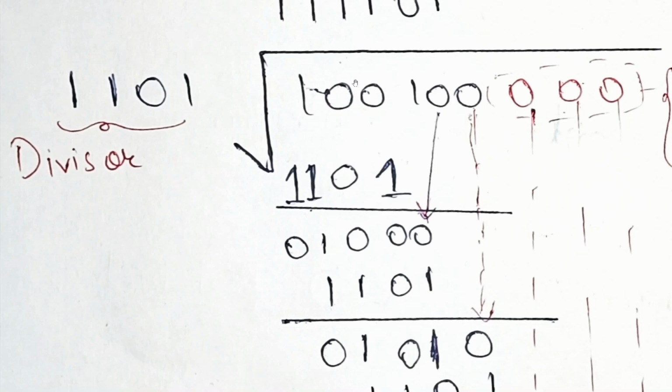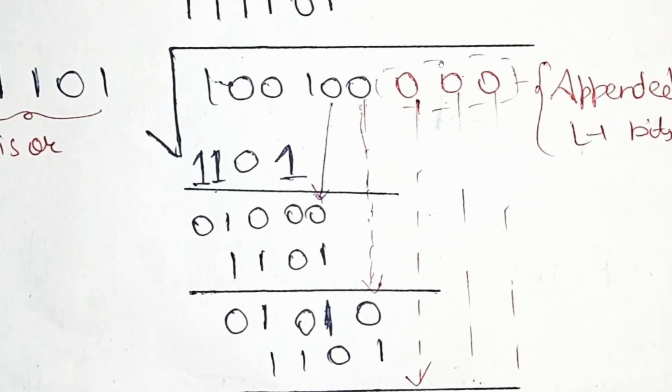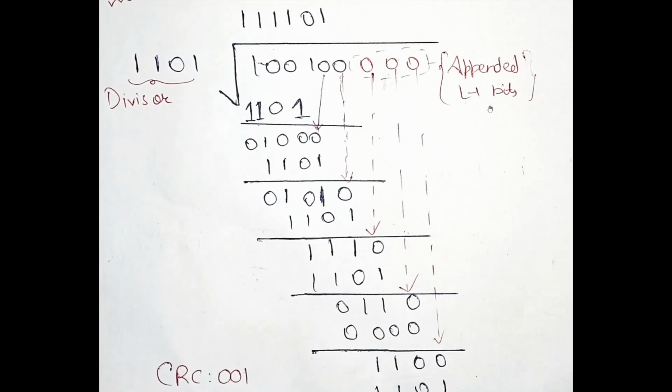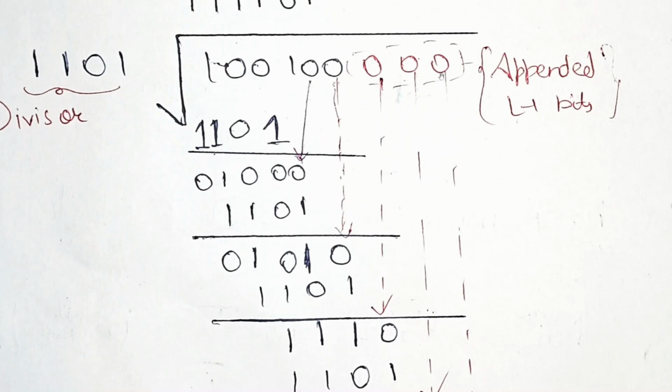Okay, and if this is the data, we are now going to append to the data. First we are going to append L minus 1 bits, that is, one less than the number of bits in the divisor, at the end of the data. So there were 4 bits here, we are going to add 3 zeros. The 3 zeros are going to be appended at the end of the data. Clear? It became 100 100 000.